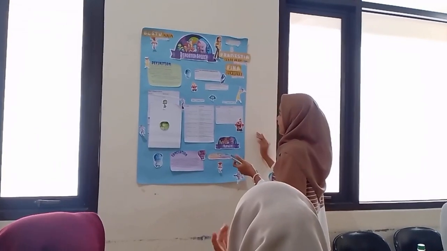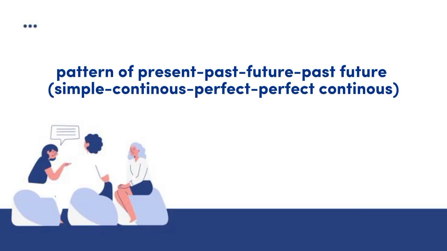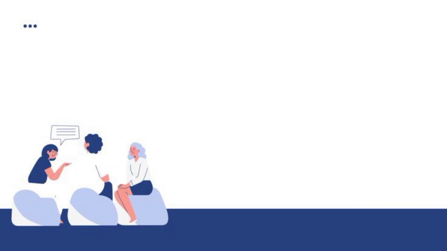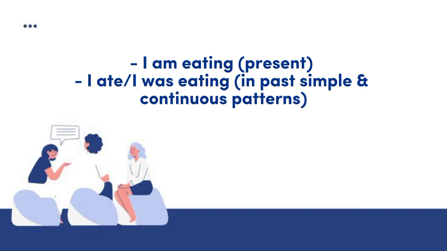When we explained the material about tenses and aspects in spoken and written discourse, we chose the main elements of this grammar and also reviewed some of the elements we had learned in the first semester. For example, we revised the patterns of present, past, future, and simple, continuous, perfect, perfect continuous. For example, "I am eating" is present, "I ate" is past simple, and "I was eating" is past continuous.